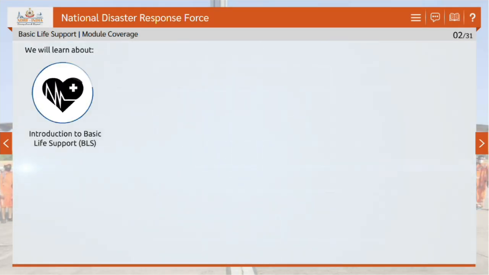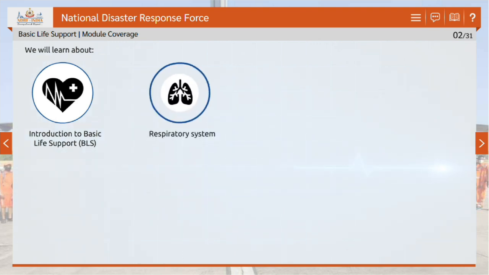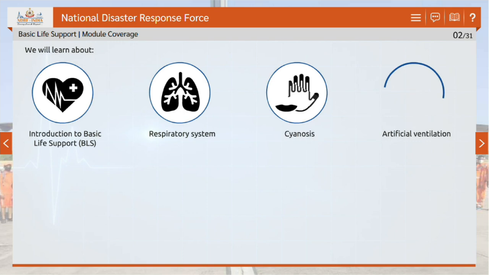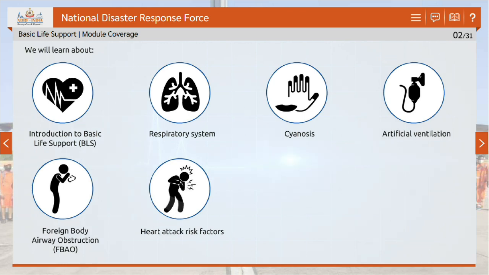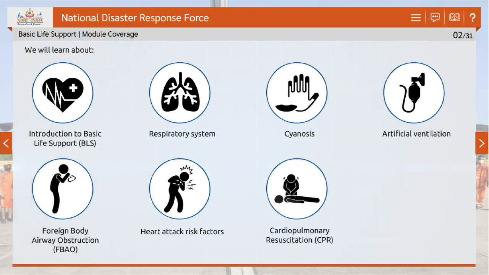We will learn about Introduction to Basic Life Support or BLS, Respiratory System, Cyanosis, Artificial Ventilation, Foreign Body Airway Obstruction or FBAO, Heart Attack Risk Factors and Cardiopulmonary Resuscitation or CPR. We will also learn about the role of volunteers in providing basic life support to victims.